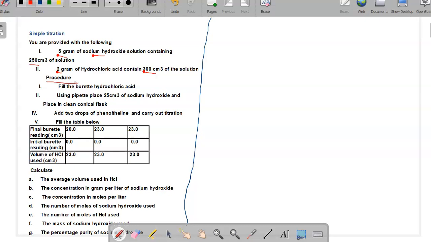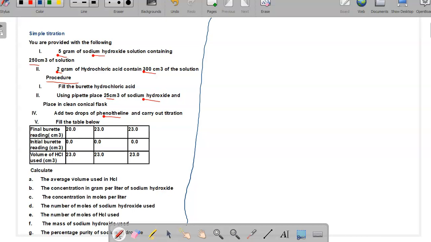So we have the procedure. The procedure says fill the burette with hydrochloric acid. You fill the burette with HCl. Using a pipette, you place 25 centimeter cube of sodium hydroxide in a clean conical flask. Then you add 2 drops of phenolphthalein indicator. Then you carry out the titration. Then you fill the table. So let us go to the question directly.